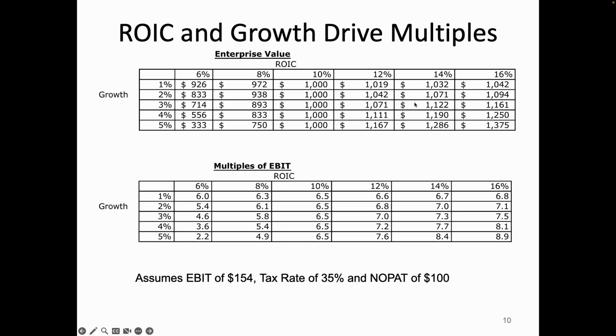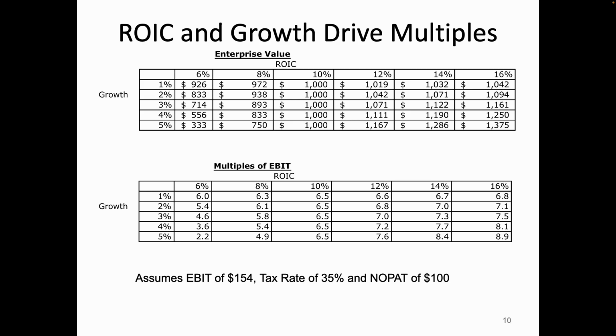16% ROIC at 5% growth is 1375 value, divided by 154 is 8.9 times EBIT. So that's enterprise value to EBIT. We just take the value divided by the profit, essentially a price to earnings multiple, what's called enterprise value to EBIT. Everybody with me so far?